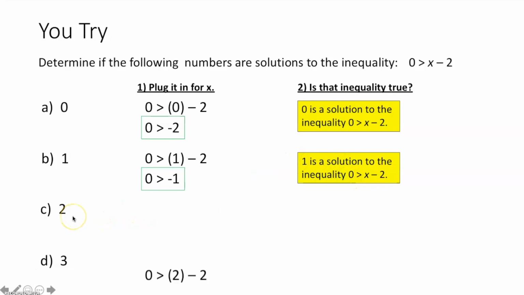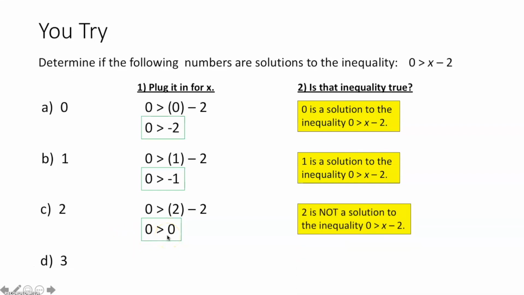What about 2? Let's plug in 2. If I plug in 2 and simplify this, 2 minus 2 gives me 0. Now, is 0 greater than 0? Well, 0 is greater than or equal to 0, but it's not greater than 0. They're the same. Therefore, 2 is not a solution to the inequality, because when I plug in 2, I get 0 is greater than 0.